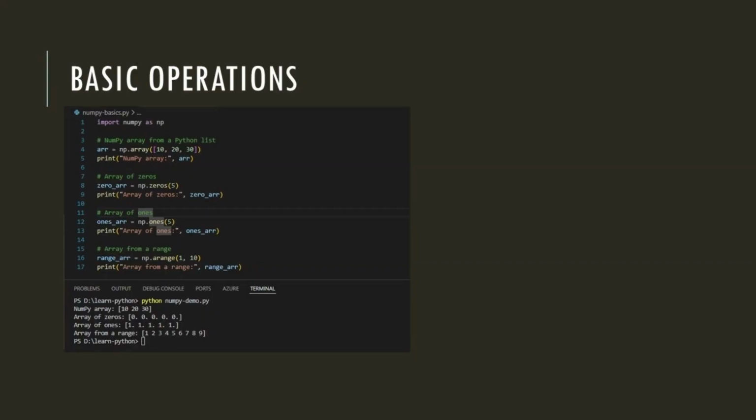Let's explore what NumPy arrays can do. We can create a basic array from a Python list. We can create an array of zeros by using np.zeros. We can create an array of ones by using np.ones. We can create an array from a range by using the np.arange function.